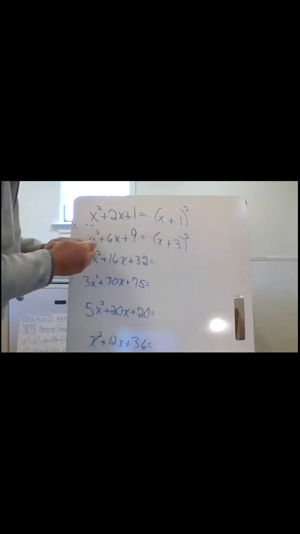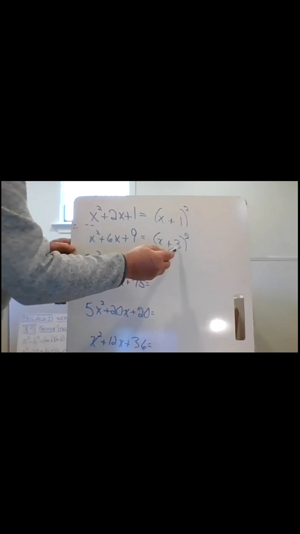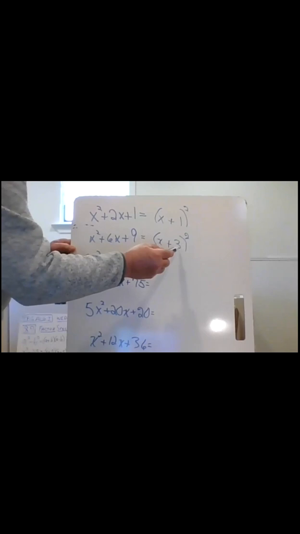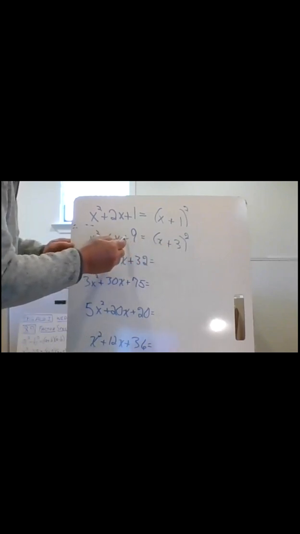Square the first, you get x squared. Take the product, you get 3x. Double it, you get your 6x. Square the last, you get your 9. So this factors into this binomial square. So these are perfect square trinomials. These things take a little bit of work. You've got to recognize them.